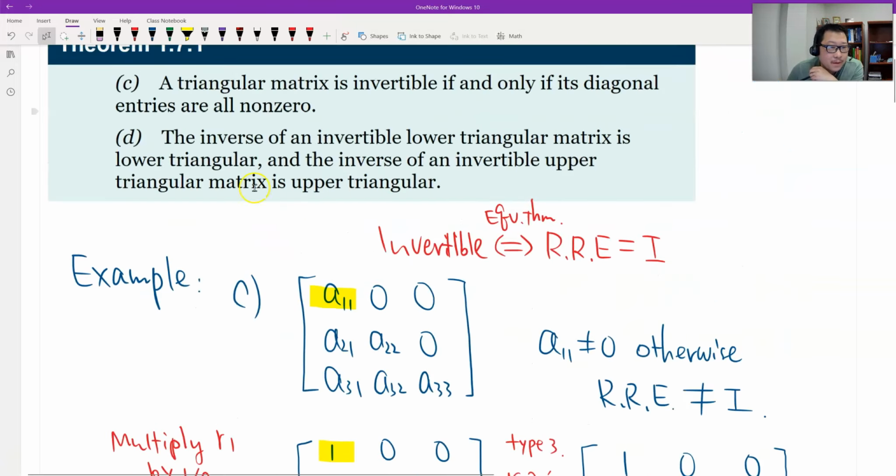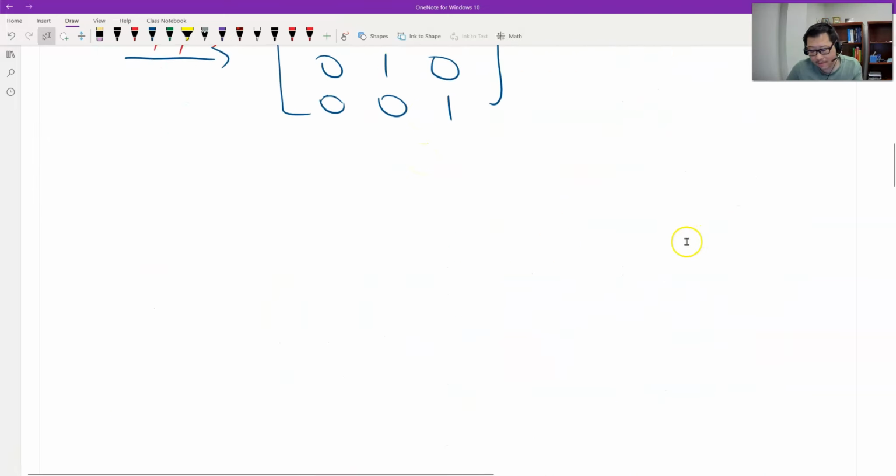And then look at the second part: the inverse of an invertible lower triangular matrix is lower triangular, and the same for upper, the inverse of an invertible upper triangular matrix is upper triangular. So how do you prove this? We can just prove the first, the lower triangular case, and we can arrange it another way to get the upper triangular case for you. So what is a lower triangular matrix? Look at the inverse.